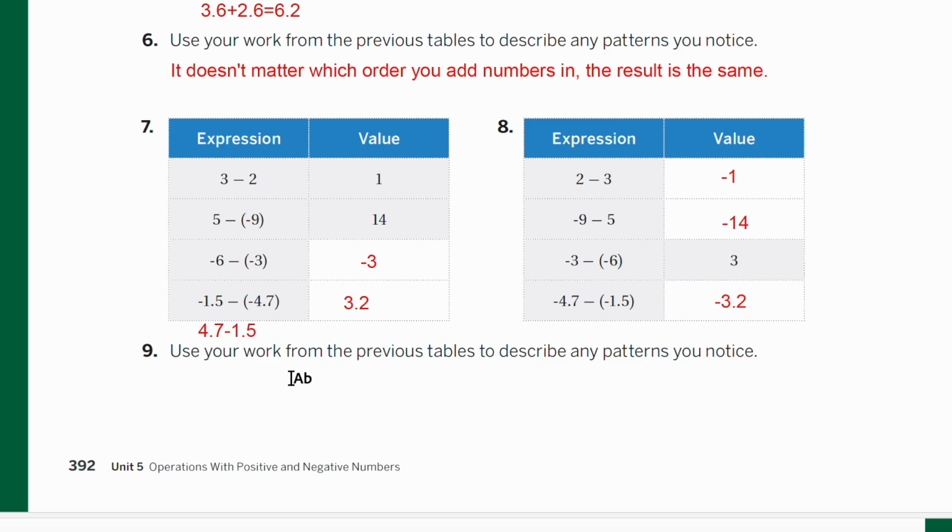Now, the pattern that you should see is that the values in the table on the right are the same as the values in the table on the left, but they're negative now. So what this means is that when you're subtracting, we cannot change the order of the numbers. We won't get the same result.